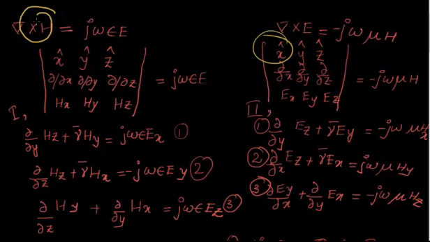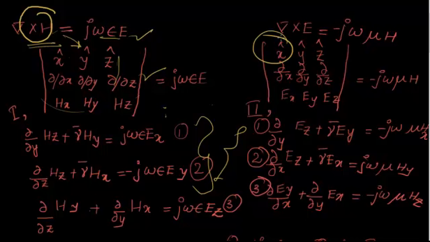Now, del cross H is equal to J omega epsilon E. H is magnetic field and E is electric field. Now, we know that a cross product of a field can be written as the determinant form. This is the determinant form that we can write, and now we can expand the determinant getting these equations. These are the equations that we get. First set of equations from first set of determinant, and these are second set of equations that we get from this expansion.